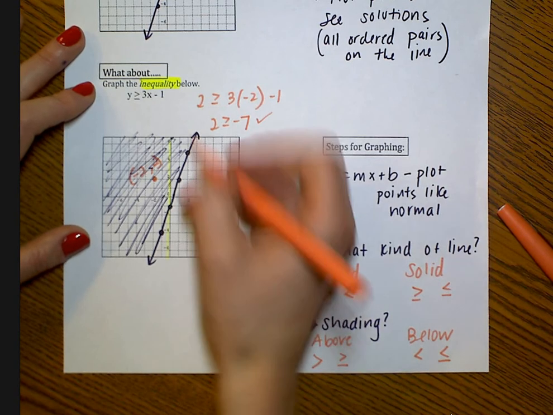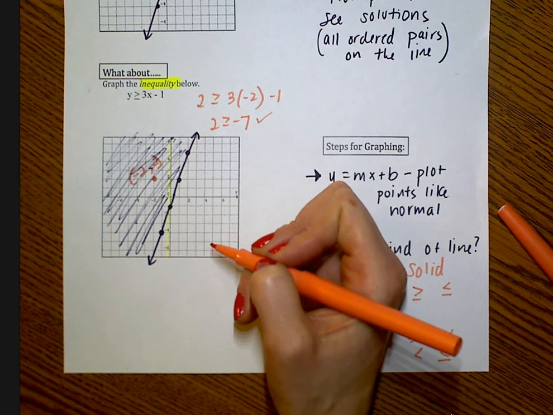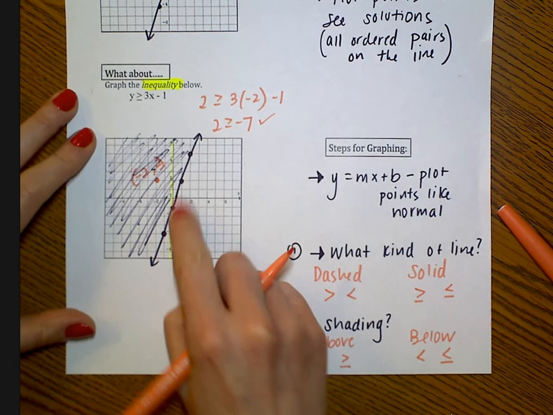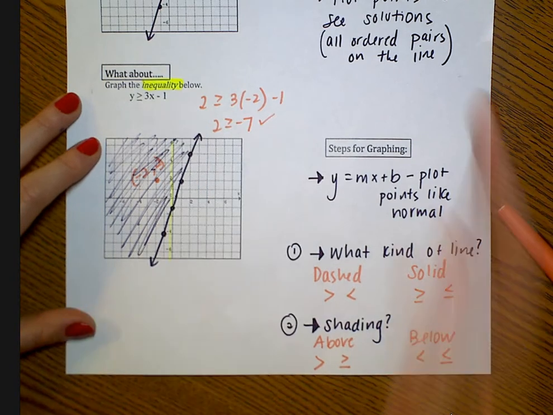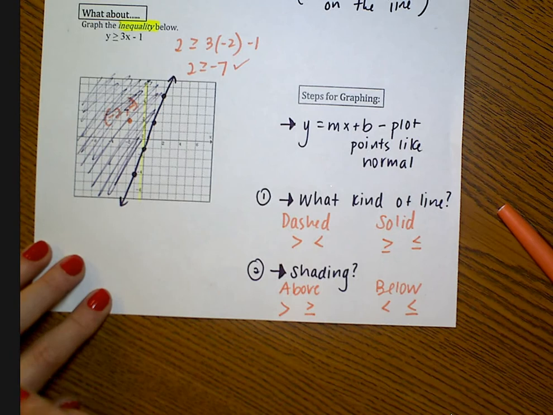Again, if you go back to when we graphed on the number line, when it was a closed circle, that meant that number worked. So if it's a solid line, all the points on the line make this true. So be aware, the graph still shows you the solutions. All right, so let's do a couple examples.